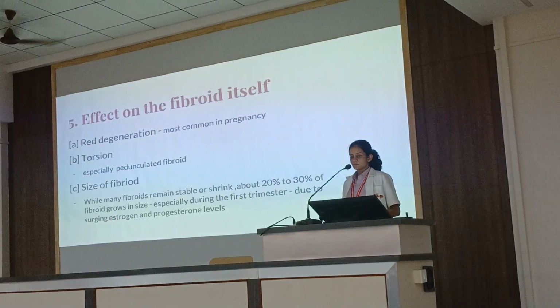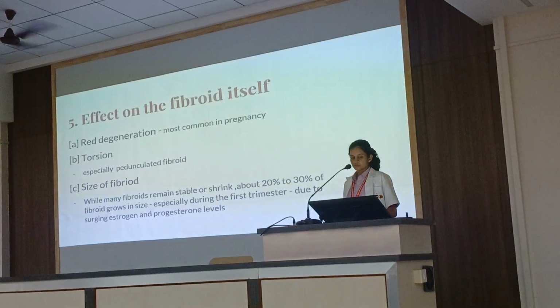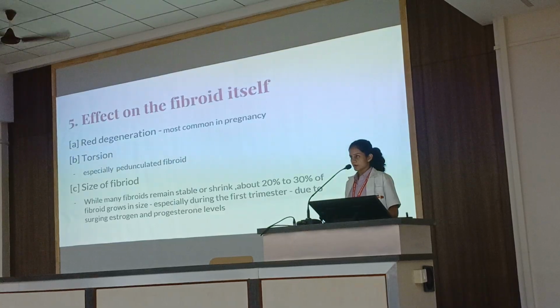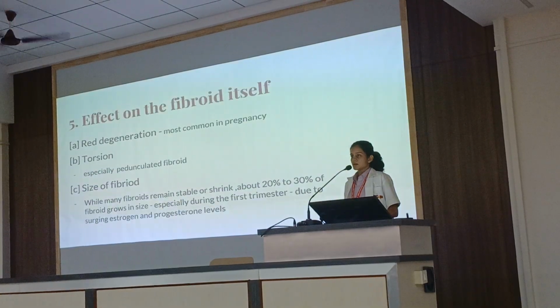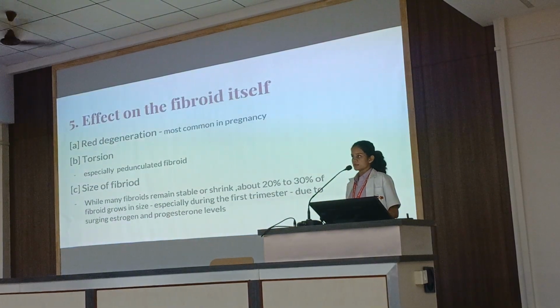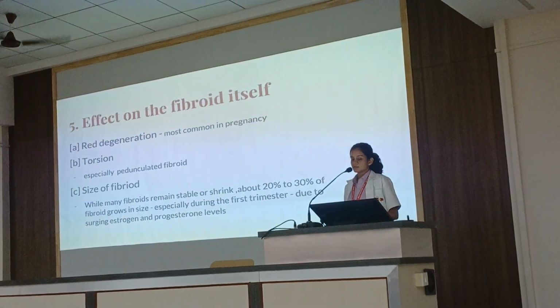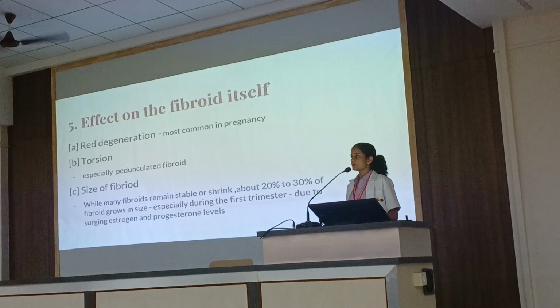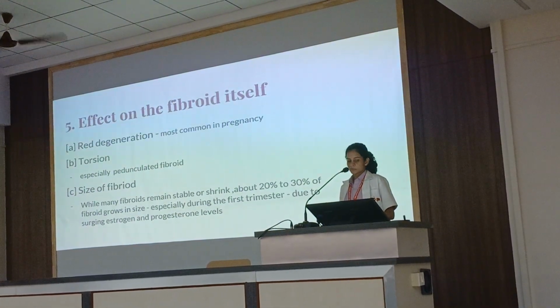Then the effect of pregnancy on fibroid itself, most commonly is red degeneration. Then there is torsion, especially in subserous pedunculated fibroid. So the fibroid is connected to the uterus with the help of a stalk, and if there is a torsion or twisting in the stalk, then the blood supply to the fibroid decreases, and it leads to sudden severe abdominal pain, and reactive peritonitis can also happen in this.